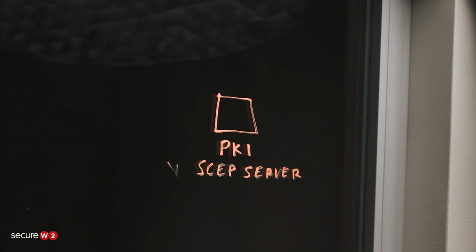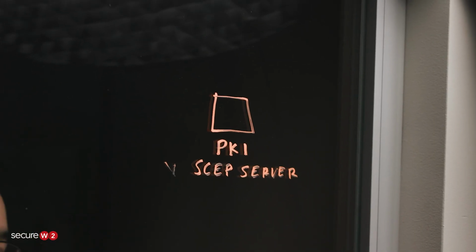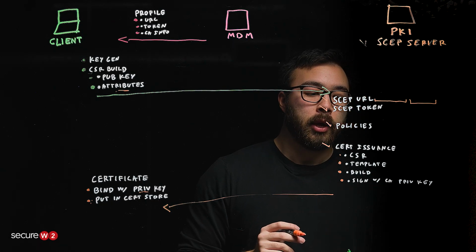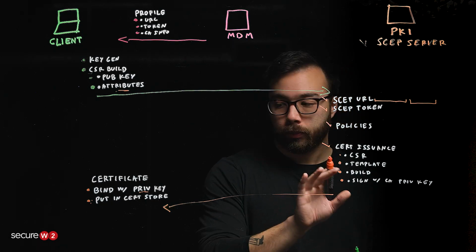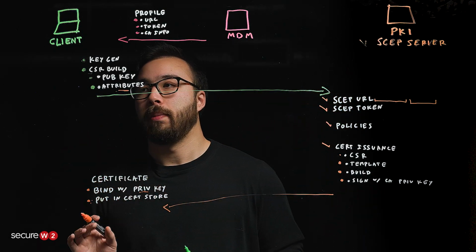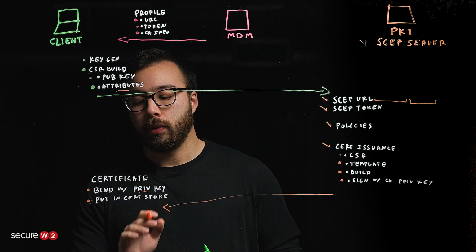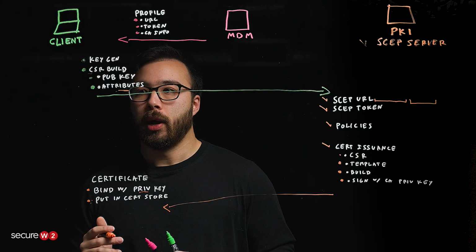Once the PKI, the SCEP server, receives a certificate signing request, it's going to use that information to build the certificate, and then it's going to send it back over to the device. It's going to bind it with the private key and lock it safe in the TPM or the secure enclave of the device.